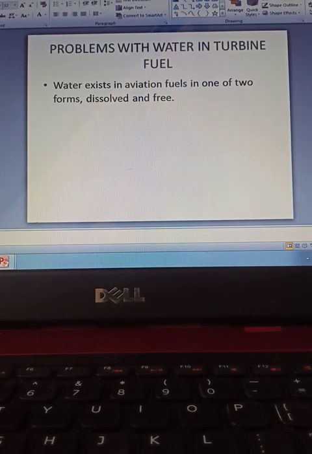Like for example, as I said in our previous discussion, it is better to refill the fuel after the flight. Because if the tank is left unfilled or is short, there will be air existing in it. And that air can turn into water. So the number one problem or major contaminant of aviation fuel is water.